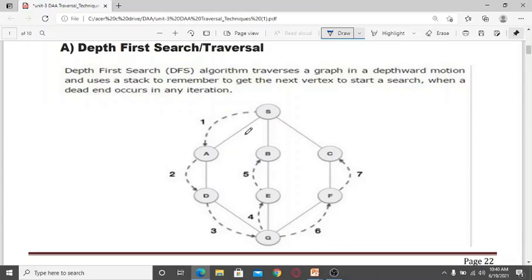Okay, so here it is starting from here, the first one. That it is storing in the stack, for example. Okay, storing in the stack, and here from A to D it is going. Again, D is added here. From D to G is added. And here from G to E, and it can also go from G to F. So I am doing G to E first. Then from E to B.